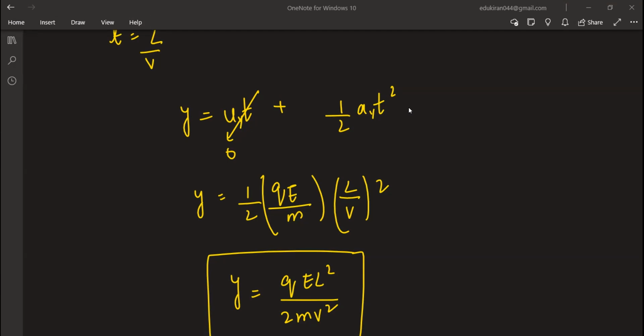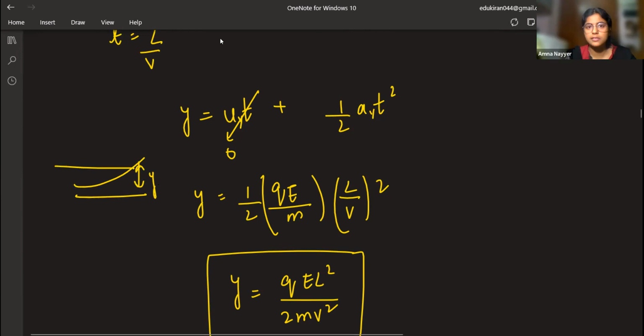In this question, why is the deflection of the particle asked in the second part? This is just displacement only, along the y-axis. Yes, along the y-axis. Displacement along the y-axis. Yes.